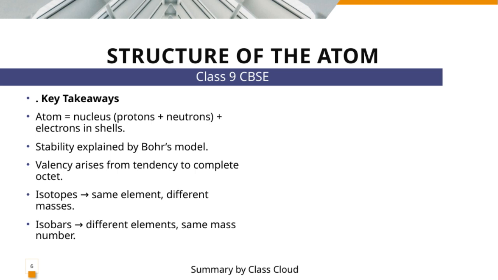We also need to understand isotopes. These are atoms of the same element, so they have the same number of protons but different numbers of neutrons, leading to different masses. Similarly, isobars are different elements that have the same mass number but differ in their atomic numbers. Recognizing these differences helps us understand atomic variations in nature. Overall, these points give us a comprehensive view of atomic structure, which is central to understanding chemistry and how elements interact in the universe.